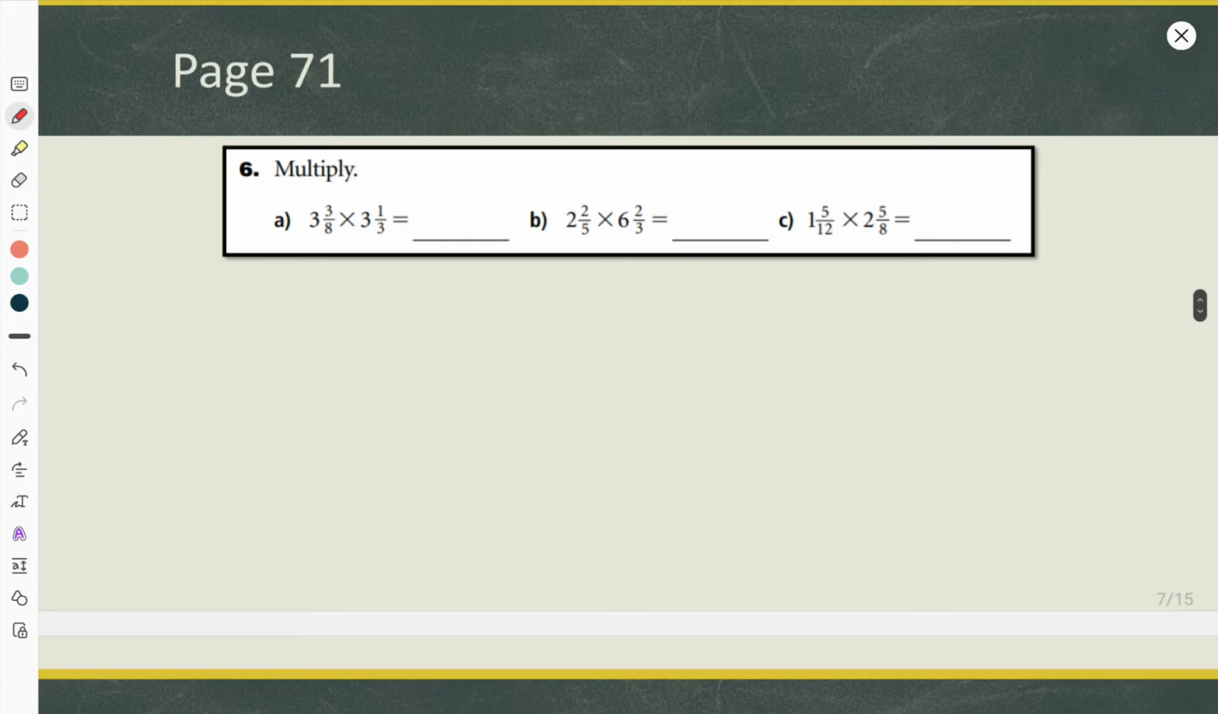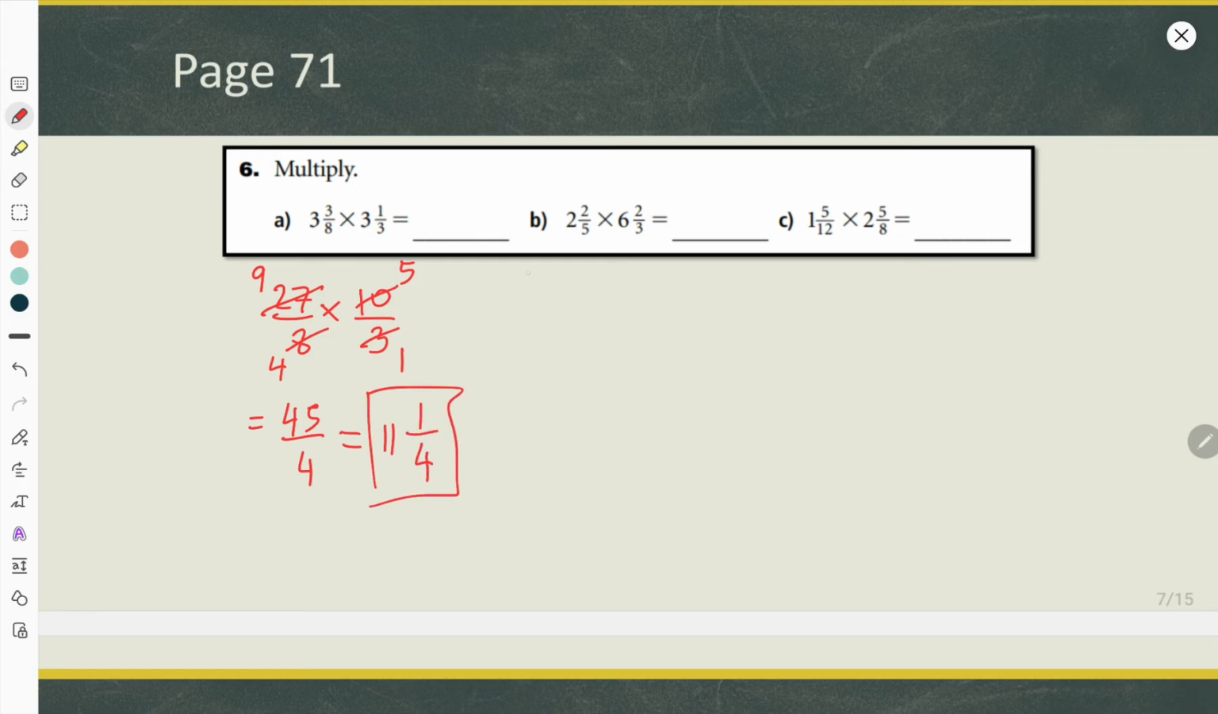Next one, we're going to multiply these fractions. Before that, we have to convert them into improper fractions. So 8 times 3 is 24. 24 plus 3 is 27 over 8 multiplied with 10 over 3. Right, guys, 3 times 3 is 9. 9 plus 1 is 10. Now let's simplify. 1 and 9, this will change to 5 and this will change to 4. So our answer is 9 times 5 is 45 over 4. Now change it into a mixed fraction. We have 11 and 1 quarter.